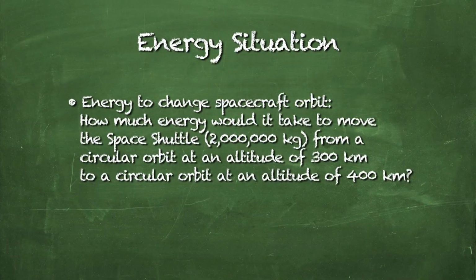So, our question is, how much energy would it take to move the space shuttle with a mass of 2 million kilograms from a circular orbit at an altitude of 300 kilometers to a circular orbit at an altitude of 400 kilometers? Once again, what I'm asking for is the non-conservative work required to change the orbit. And you can also use some of the values that we calculated in our last exercise to make things go a little bit quicker. So please answer that question.